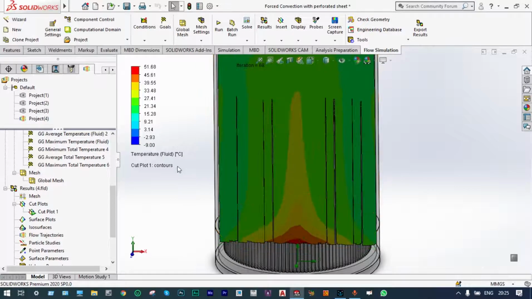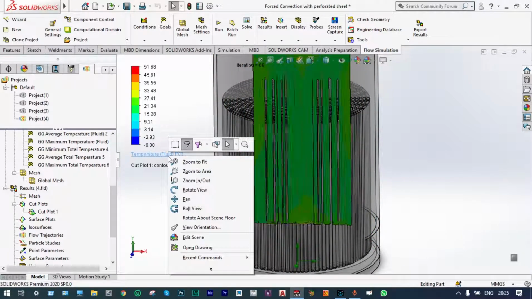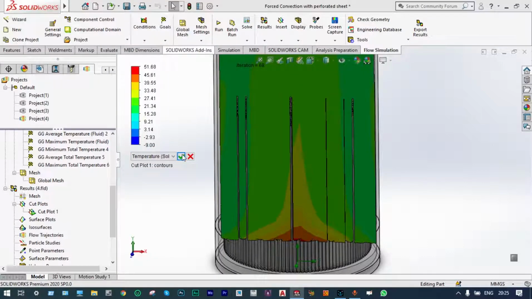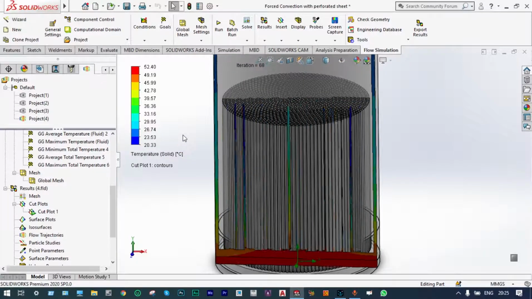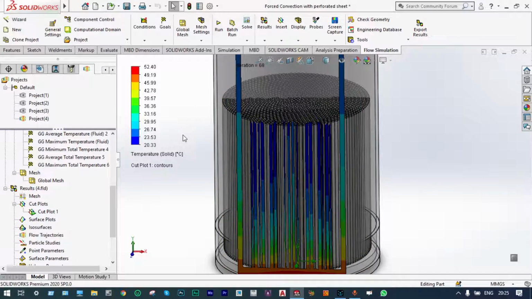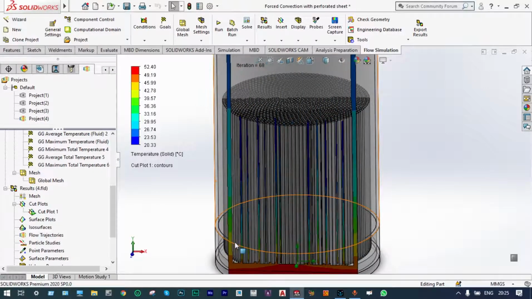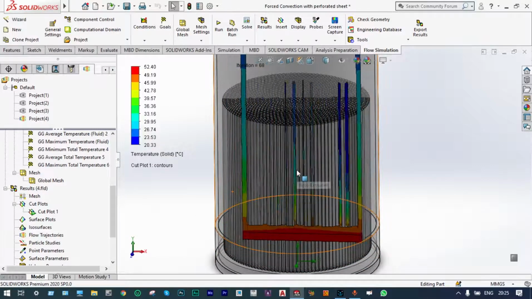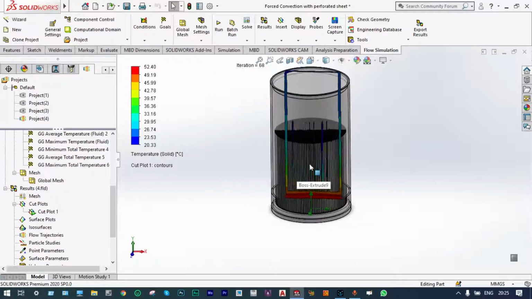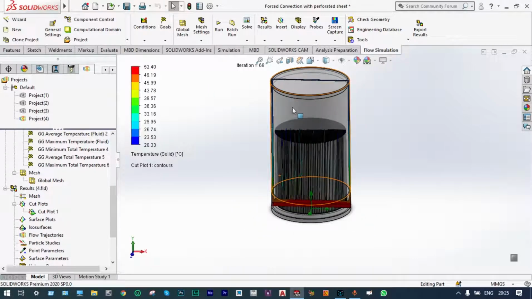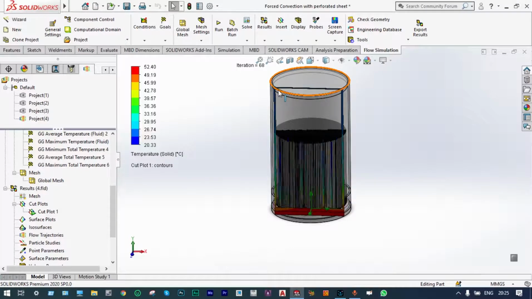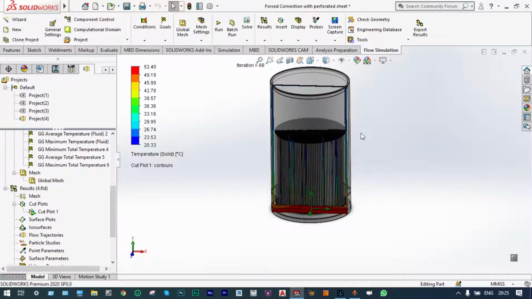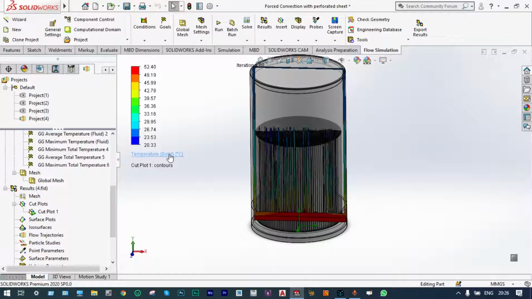Let us see the temperature of solid also. So the base side has the heating source, so its temperature is in the range of 52.4 degrees centigrade, indicated by red color, and on the top side you can see the temperature is very low, in the blue zone, that means 20 degrees centigrade. So the solid has a minimum temperature of 20 degrees centigrade and a maximum temperature of 52.4 degrees centigrade. Let us clear and hide.